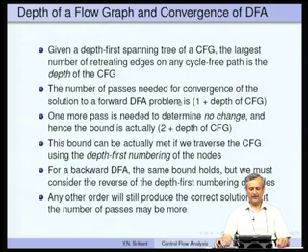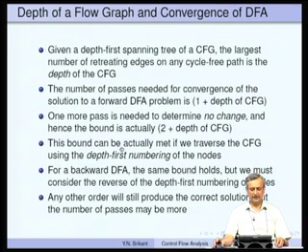So, the number of passes needed for convergence of the solution to a forward data flow analysis problem is always 1 plus the depth of the control flow graph. One more pass is normally needed to determine that there is no change, and with this the bound is actually 2 plus the depth of the control flow graph. In other words, if there is no deep nesting of loops, then most control flow graphs can be processed very quickly. That is very nice, and we do not have to perform too many iterations to get the solution to a data flow analysis problem.